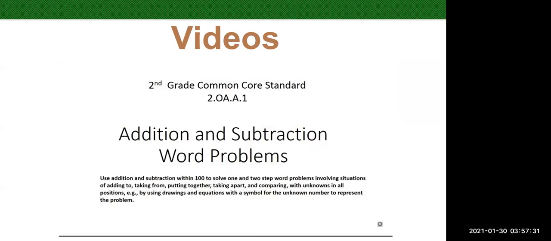Common Core Content Standard 2.OA.A.1. Use addition and subtraction within 100 to solve one- and two-step word problems involving situations of adding to, taking from, putting together, taking apart, and comparing, with unknowns in all positions, by using drawings and equations with a symbol for the unknown number to represent the problem.